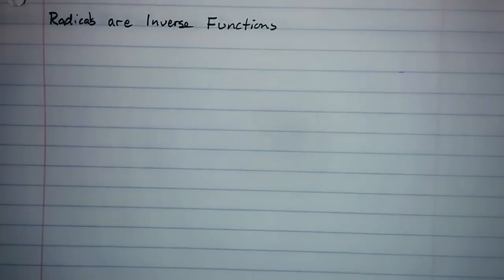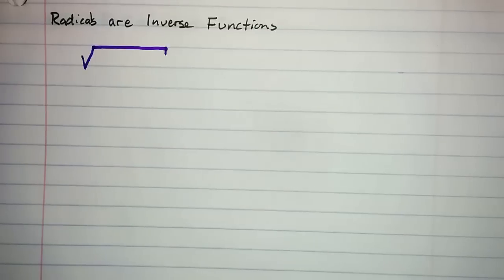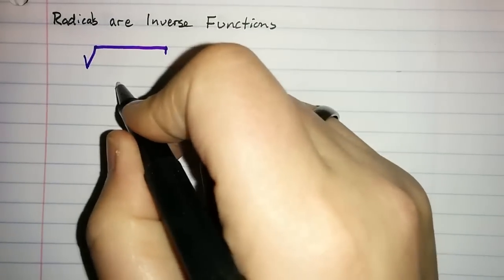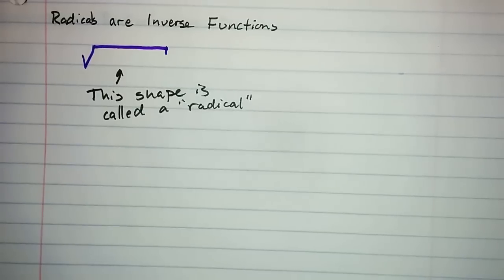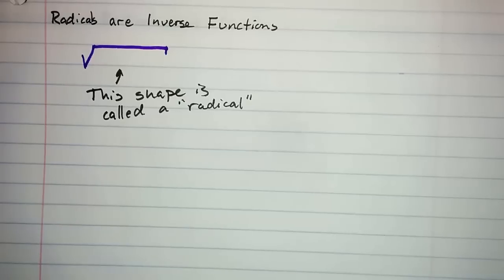Before we start to discuss radical functions, we should think about what these things called radicals are and where they come from. Let's start with, what are they? This thing, this shape right here, it's called a radical. And we use these shapes to describe the inverses of a particular kind of function.